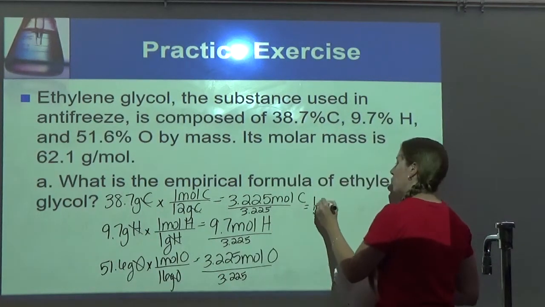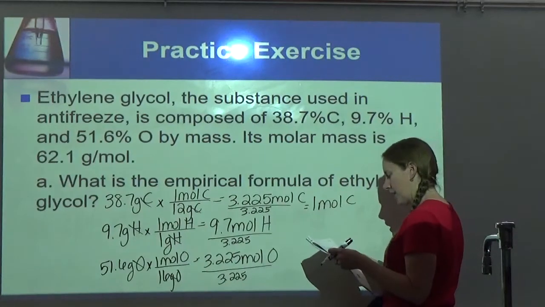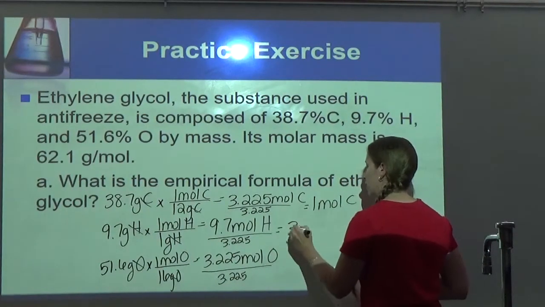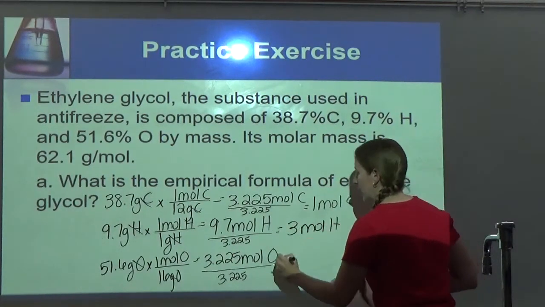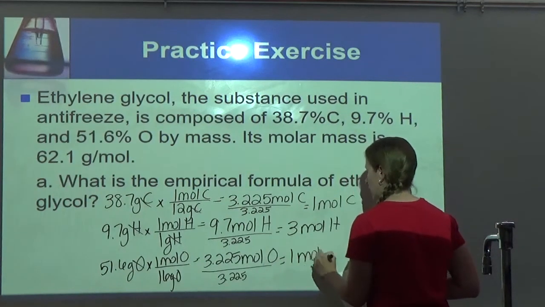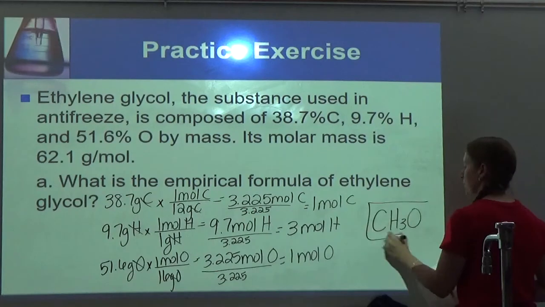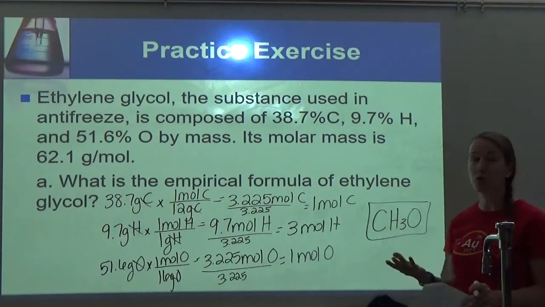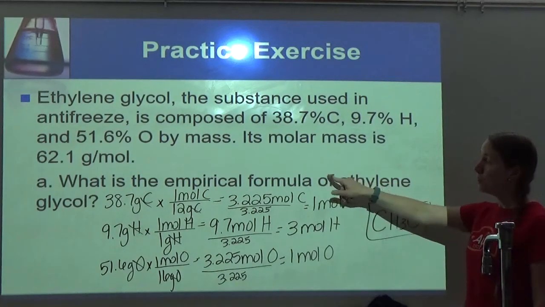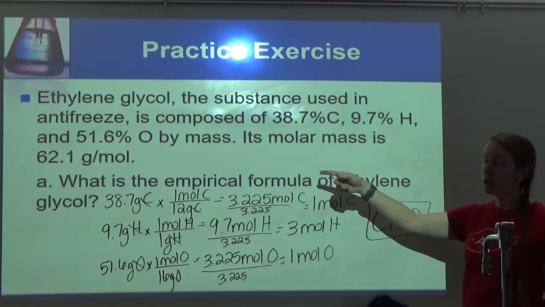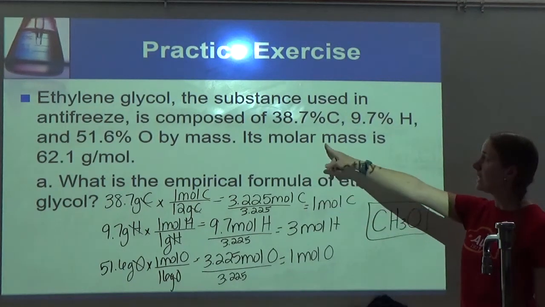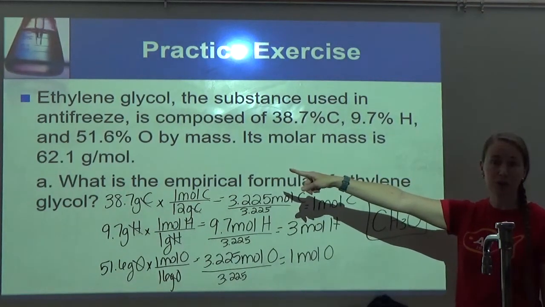So I end up getting 1 for carbon, 3 for hydrogen, and 1 for oxygen. So that means my empirical formula is CH3O. That is my empirical formula. Now the next question, part B, is going to ask about the molecular formula. So what I do need to remember is it has a molar mass of 62.1 grams per mole.